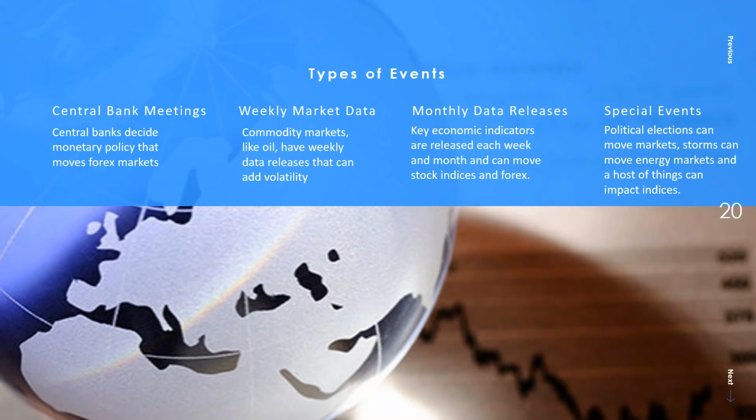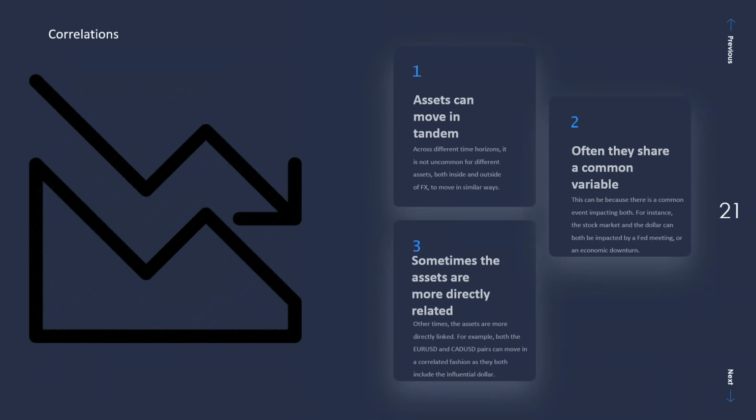I won't necessarily need those technical indicators. So I'm diversifying my strategy. I've got some momentum trades where I've got some technical indicators working. I've got some event-based trades, whether it's weekly market data, monthly data releases, et cetera, where I'm not necessarily using those same tools. And then correlations as well.